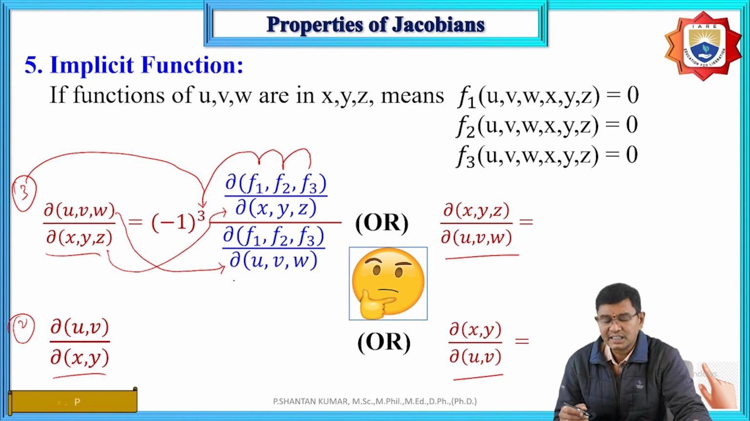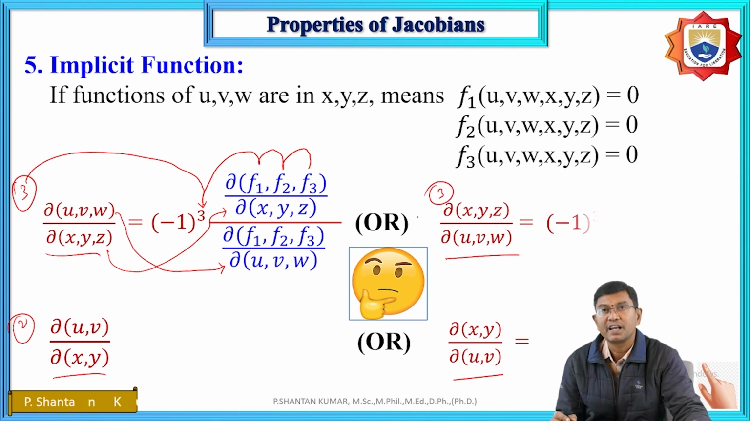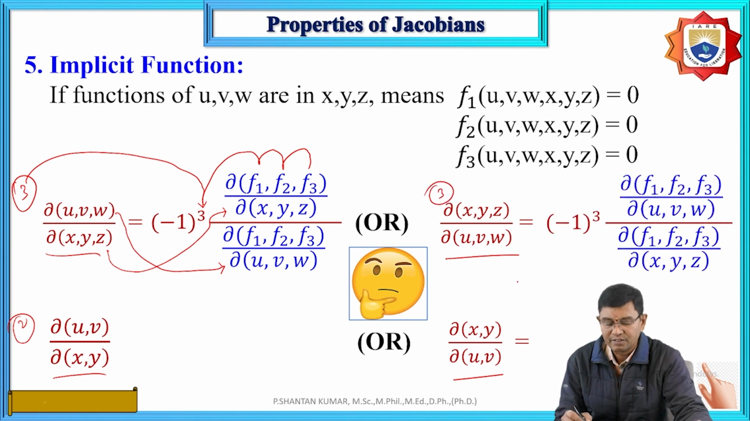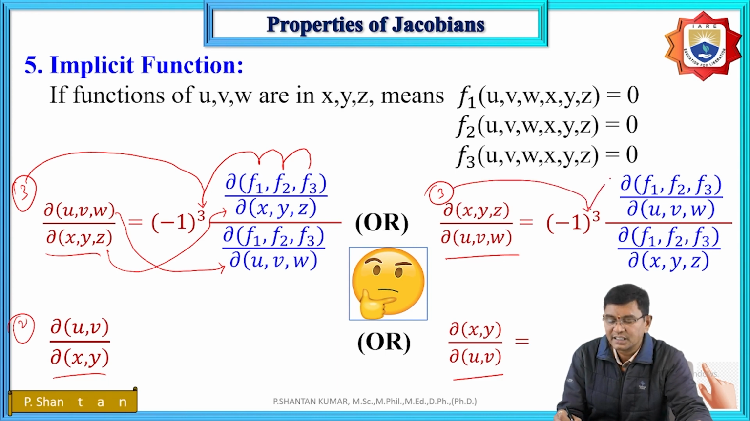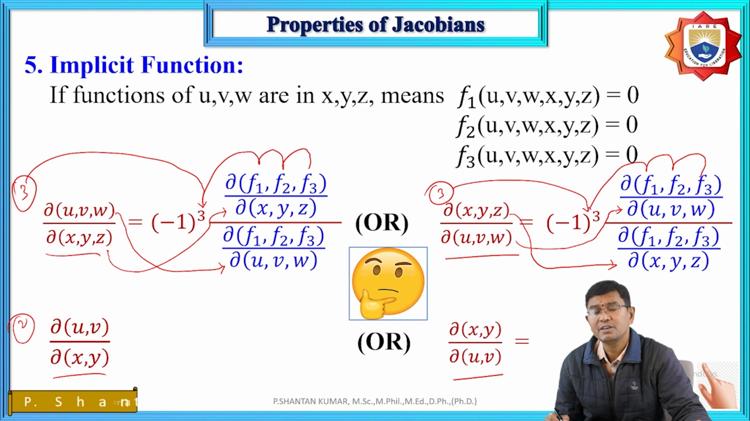And based upon that, the right side is also minus 1 whole cube, and it is also dou of f1 f2 f3, because it is 3, and again 3 is nothing but f1 f2 and also f3. But here the numerator xyz you put in the denominator, and u comma v comma w, the denominator, you put in the numerator of the functions. That we need to observe.